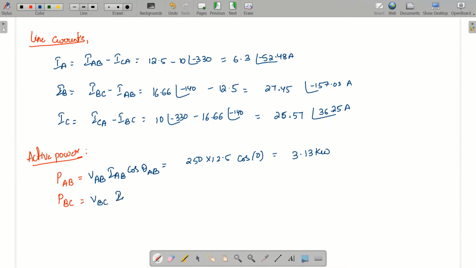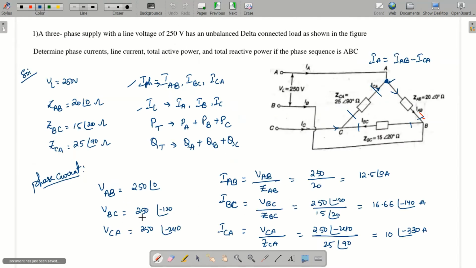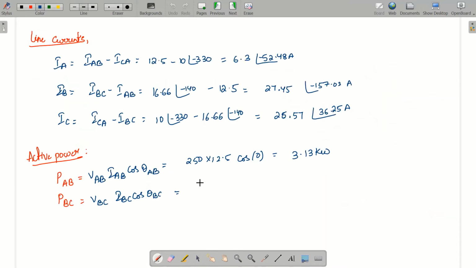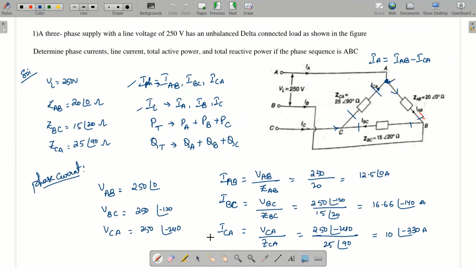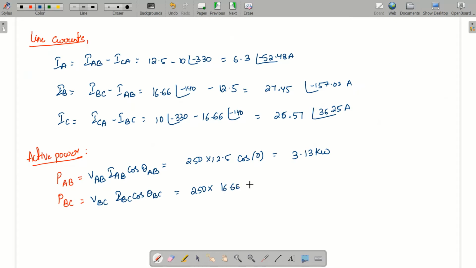Similarly, power BC equals VBC IBC into cos of theta BC. So how much will you get? 250 into 16.66 into cos of the angle between these two vectors, which is 20 degrees. 250 into 16.66 into cos of 20, so you will get 3.92 kilowatt.